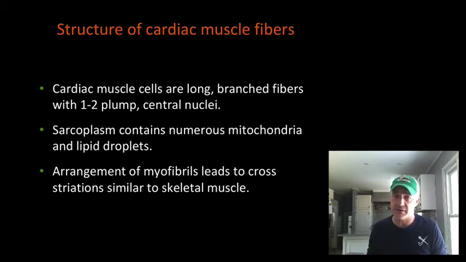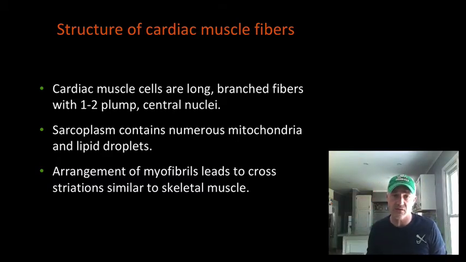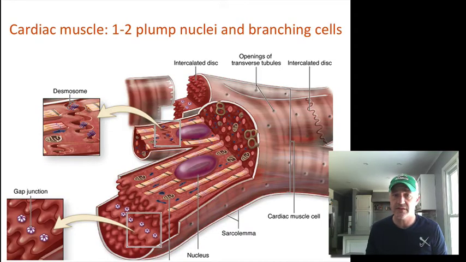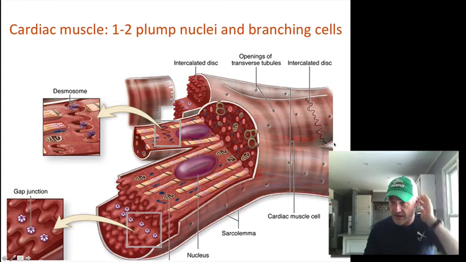Again, the striated appearance is due to those actin and myosins overlapping with the thick and thin filaments to give you those A and I bands that alternate back and forth that give that striated appearance. So you can see zoomed in on one of these cells here. Again, you can see branching fibers on this. That intercalated disc, you can see the gap junctions here that are connecting those to one another.